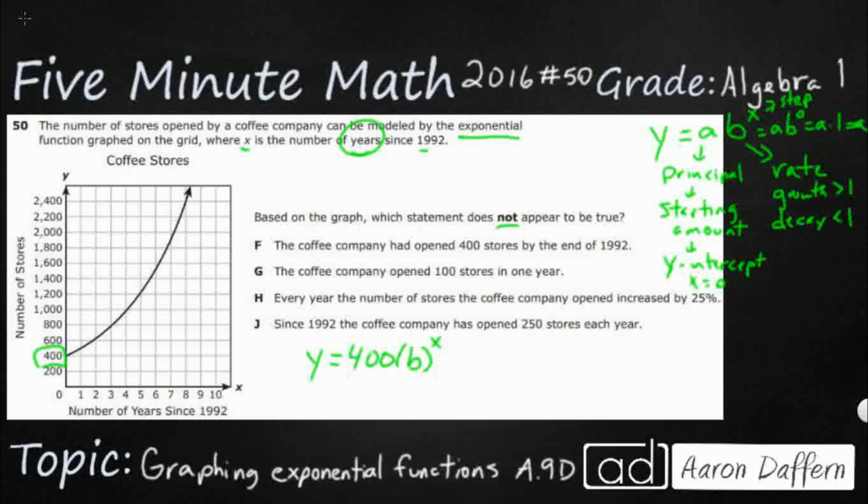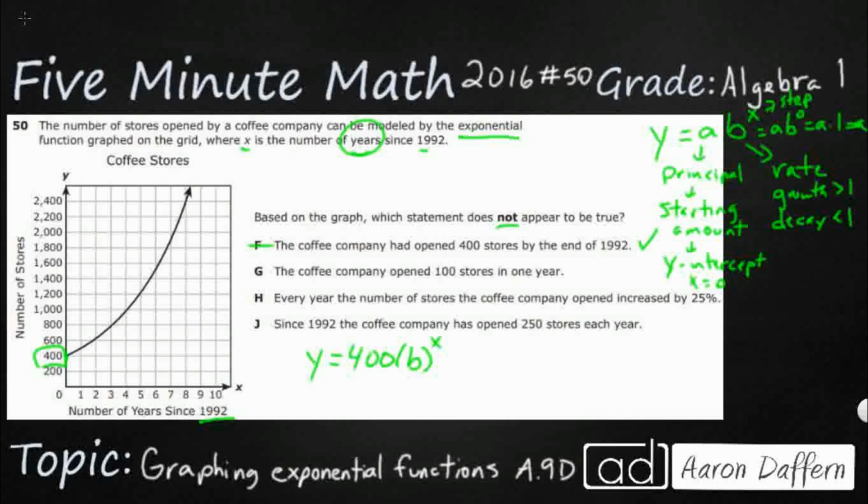Okay, so F: the coffee company had opened 400 stores by the end of 1992. Well, it says number of years since 1992, and I've got a 400 right there. So yeah, that looks like since 1992, assuming they're counting it at the end of the year, not the beginning of the year, this looks like that's our initial amount is 400, since that's the y-intercept, which means we're not going to choose it because we're wanting one that does not appear to be true.